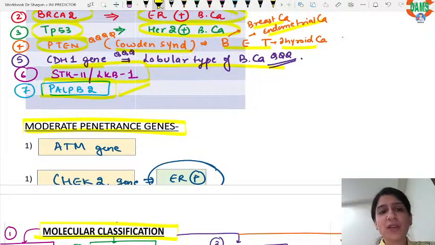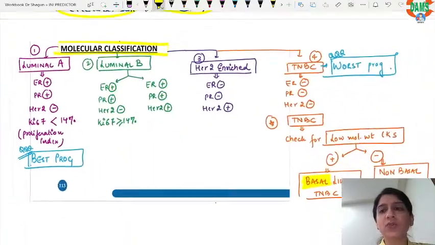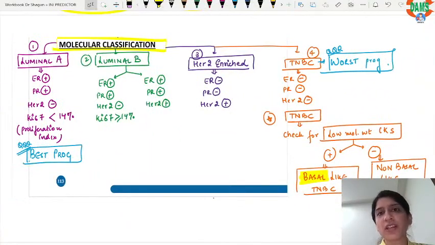Which genes will come under moderate penetrance genes? ATM gene and CHEK2 gene, and CHEK2 mutated breast cancers are usually ER positive breast cancers. Now, when I'm talking about breast carcinoma, it is impossible that after mutations I do not talk about the molecular classification with all of you.